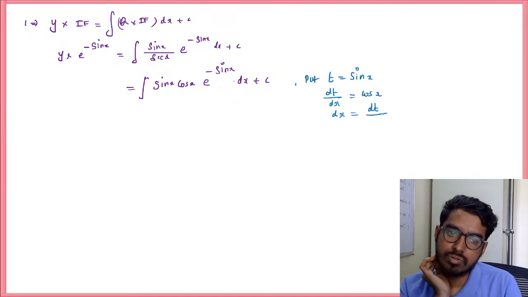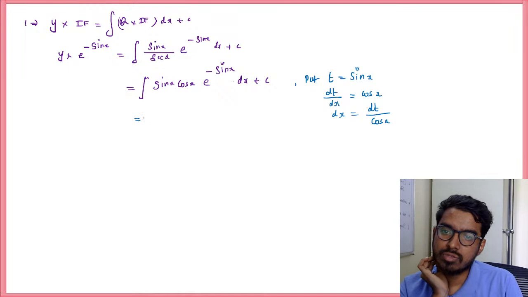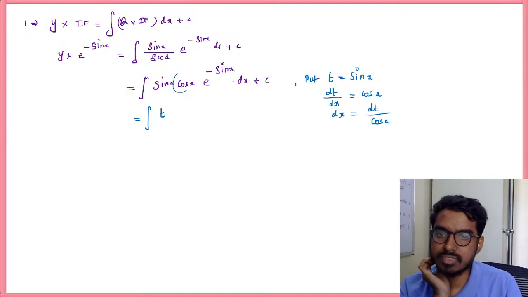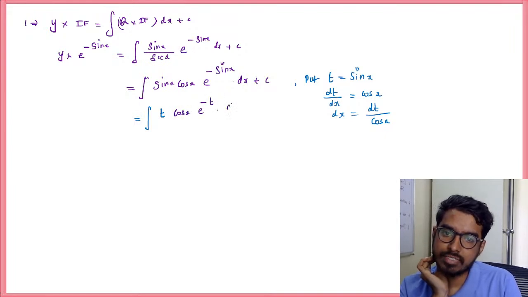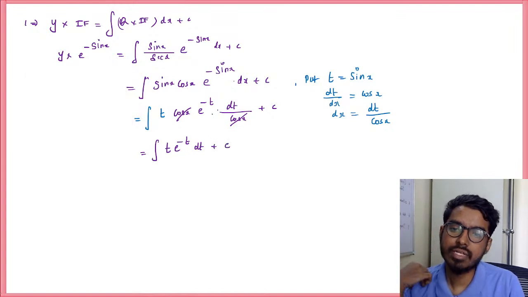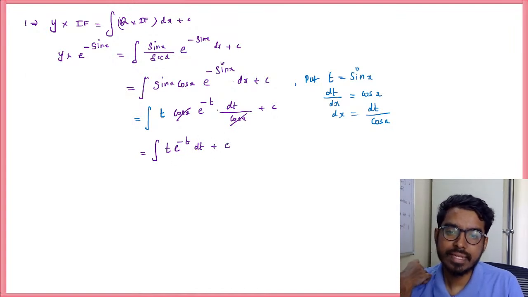Let us keep this cos x as it is. We get cos x e power minus t, and dx is dt by cos x, so the integral will be the integration of t into e power minus t dt plus c. So apply integration by parts.